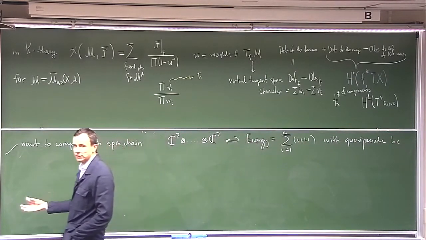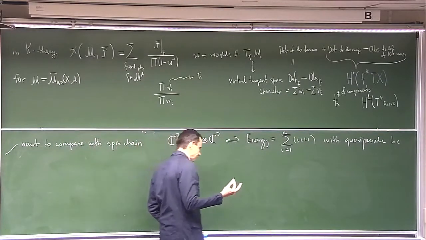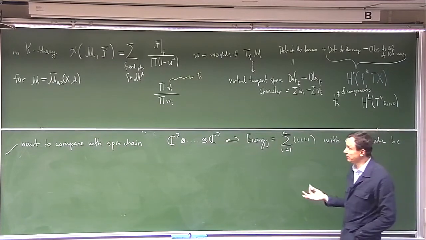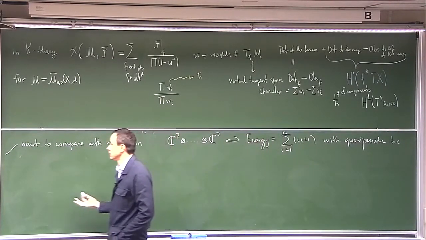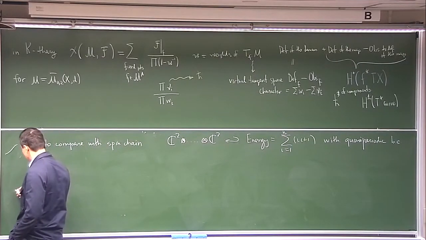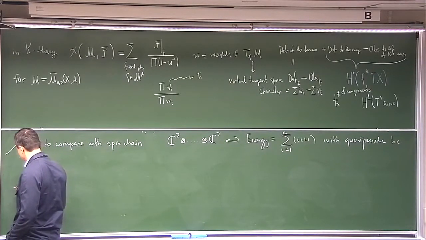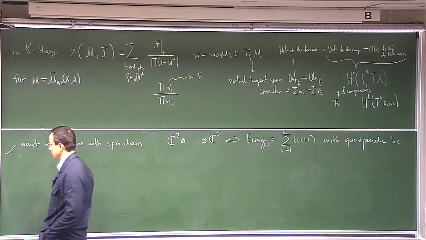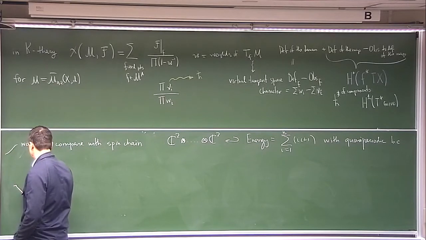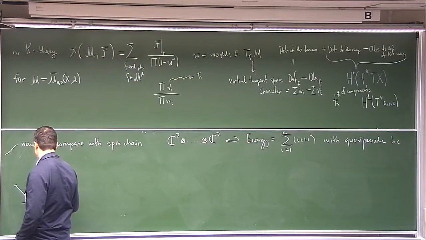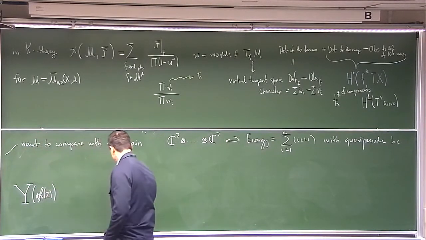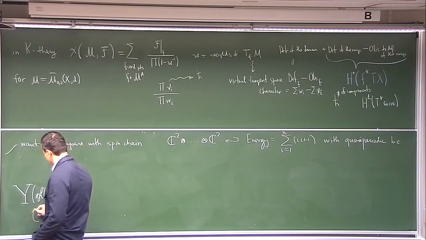And how will the comparison go? So first of all, the key to the comparison will be a certain quantum group. So go back again to the Yangian of GL2. I'll explain what the quantum group is. It's a quantum group.